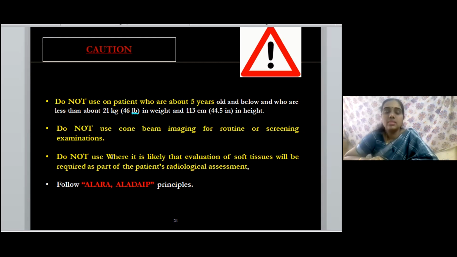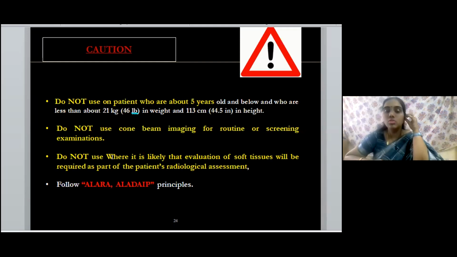If you have placed an implant and you want to check whether the implant is in correct position, then go for it. Even if the patient is not having any symptoms, don't go for a CBCT. If the patient is not having any symptoms, better go for an IOPA or an OPG. For routine screening examination, just to check whether the position is correct, please don't use CBCT, because it is an unnecessary exposure to the patient.